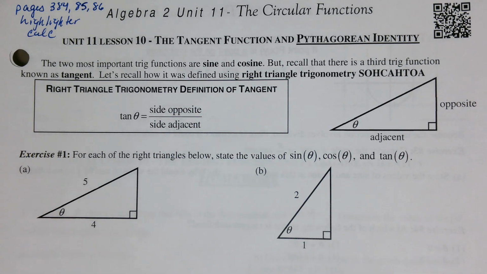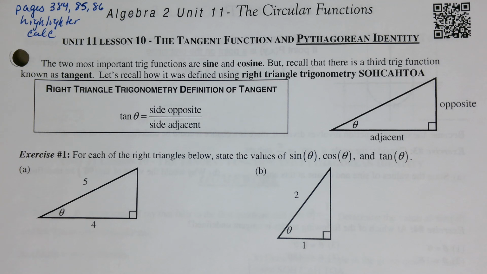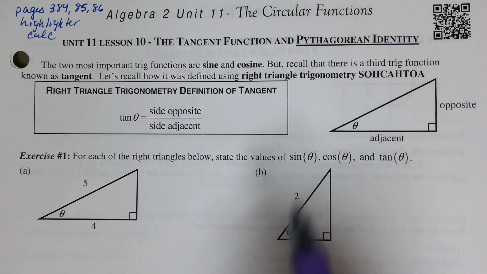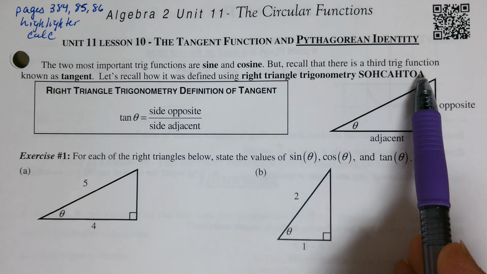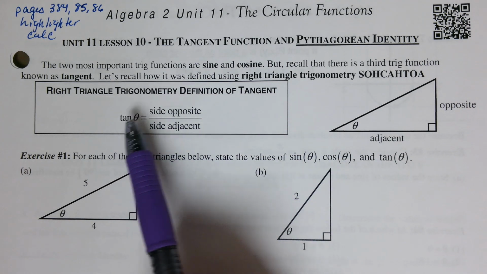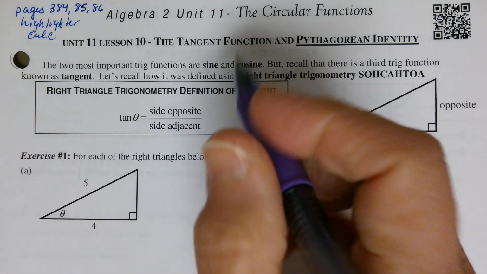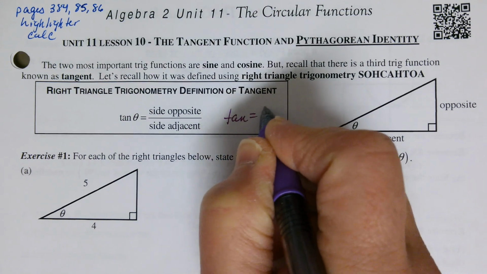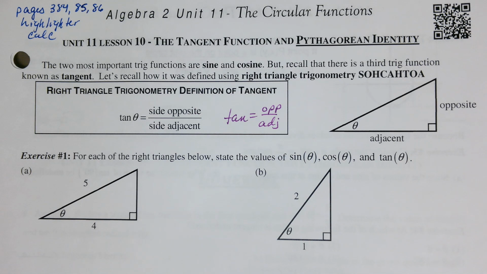The two most important trig functions are sine and cosine, but recall there's a third trig function known as the tangent. Let's recall how it was defined using right triangle trigonometry. Remember SOHCAHTOA? TOA: the O is for opposite, the A is for adjacent. So the tangent of angle theta is equal to the side opposite divided by the side adjacent. Tangent equals opposite over adjacent.